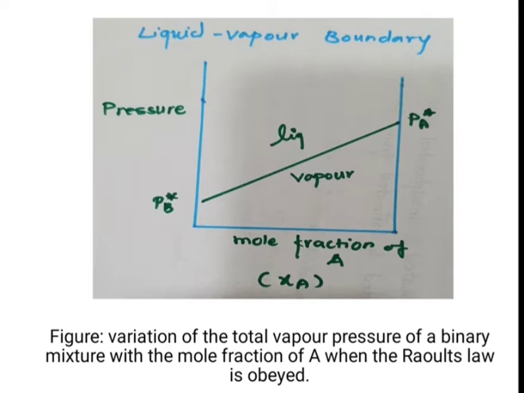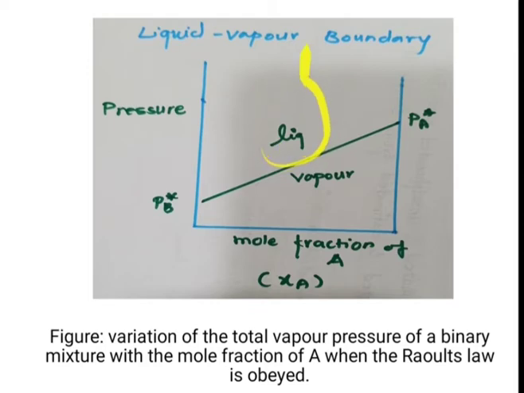And this is the liquid-vapor boundary diagram. Here on the y-axis there is pressure, and on the x-axis mole fraction. You can take the binary mixture A and B. Substance A has the standard vapor pressure Pa star, and substance B has the vapor pressure Pb star, and here is the mole fraction of substance A. So, when we draw the plot of pressure versus mole fraction of substance A, the plot will be like this.